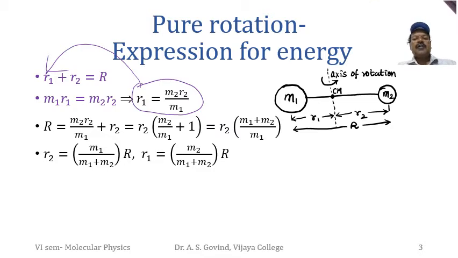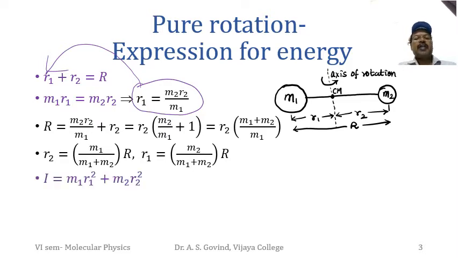So notice that capital R, M1 plus M2 are all similar. In case of R2, you will get M1. In case of R1, you will get M2. So that is the first part of the derivation. What you have to remember is total distance r1 plus r2 equals capital R, and by law of moments m1 r1 equals m2 r2. You have to substitute r1 into this and get the expression, and similarly do for r2. So you are getting r1 and r2 in terms of masses and capital R.